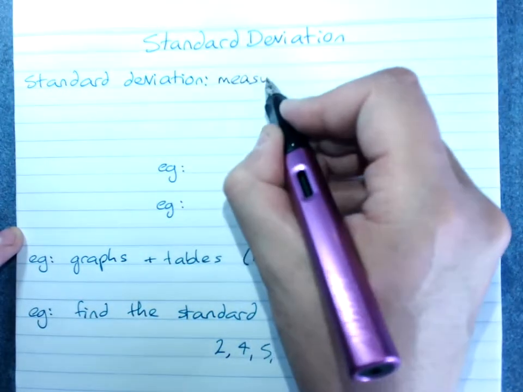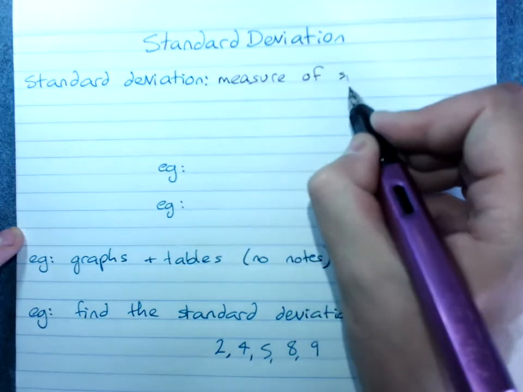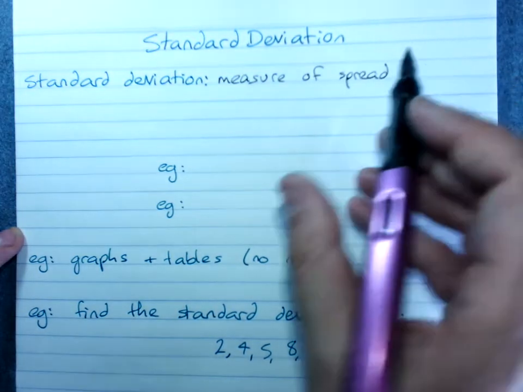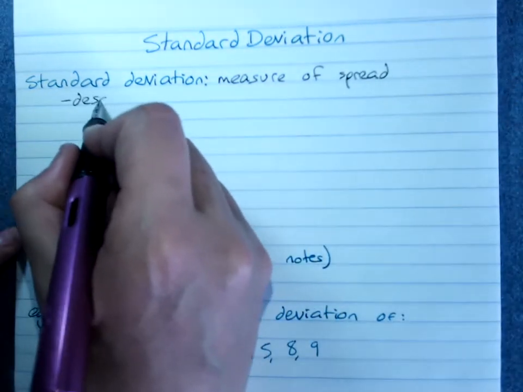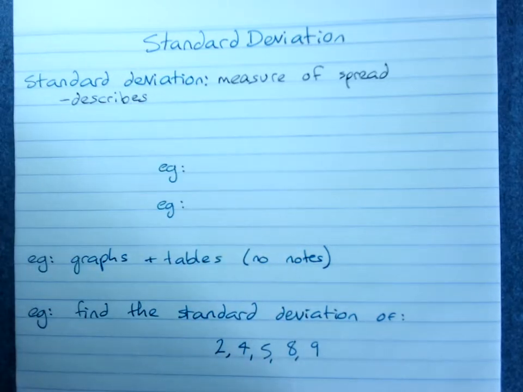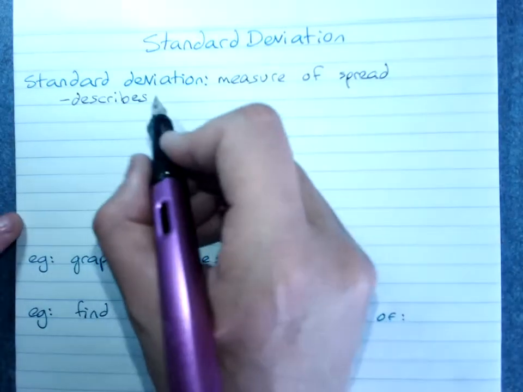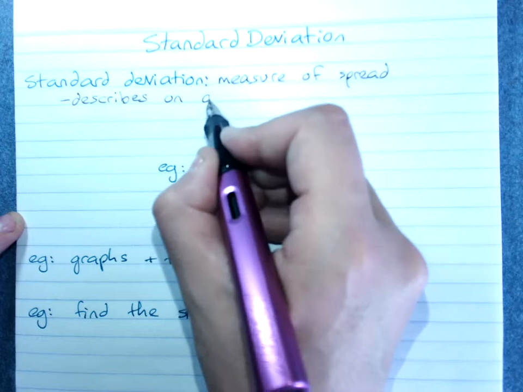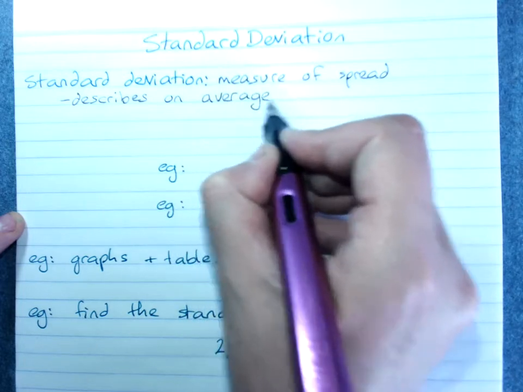This is a measure of spread. And what it describes is, on average, how far away from the mean is the data. So let's just write that, and we'll go through it.